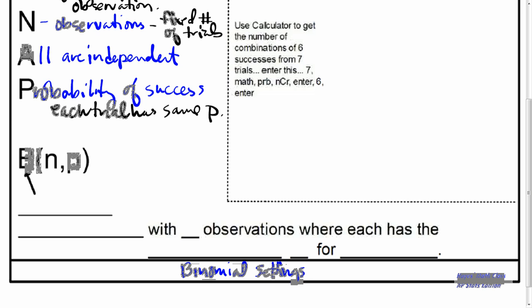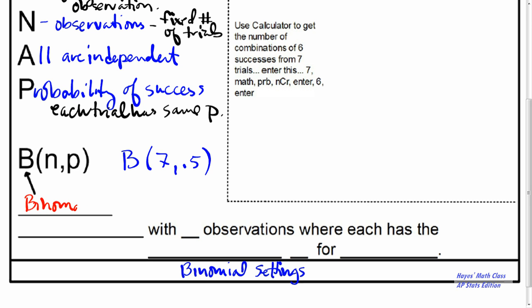All right, so the notation for a binomial setting is b comma n comma p. So for example, b 7 comma 0.5. This means that you have a binomial distribution, that's the b, with a total of n observations, and again, you know that from the SNAP, where each has the probability p of a success.